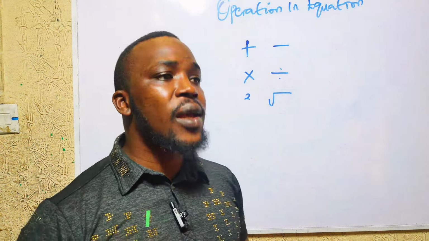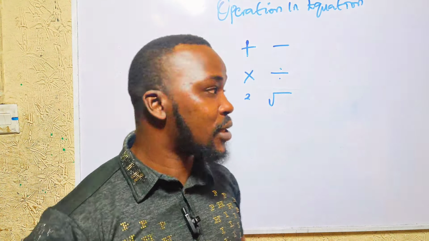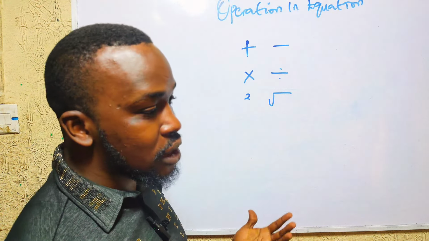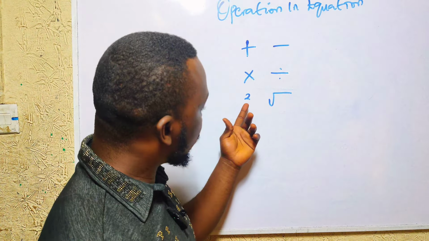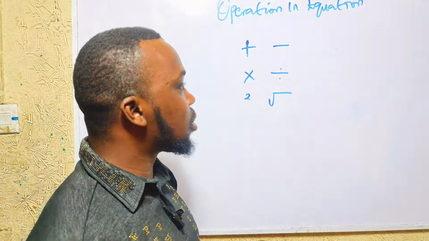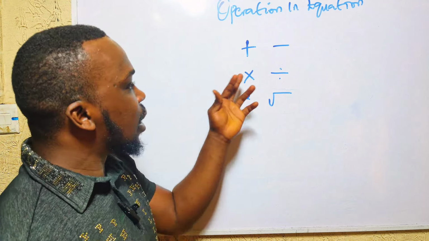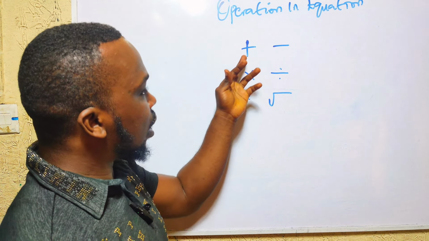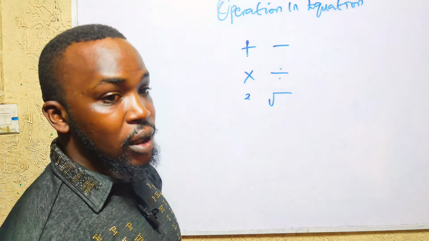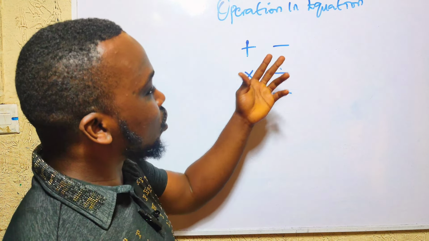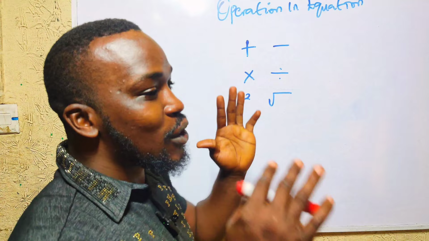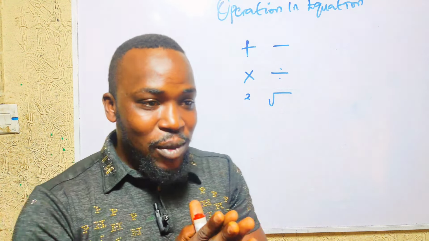Sometimes I used to tell my students in class that addition and subtraction, they are siblings. Multiplication and division, they are siblings. Square and square root, they are siblings. But the difference is that addition is a cousin to multiplication, and multiplication is a cousin to square. And also, I used to tell them that addition is male, subtraction is female. So now, let us go to the main thing.